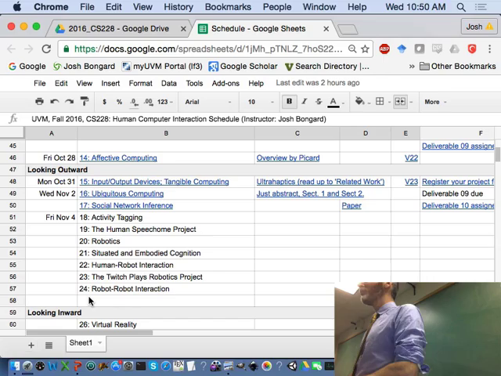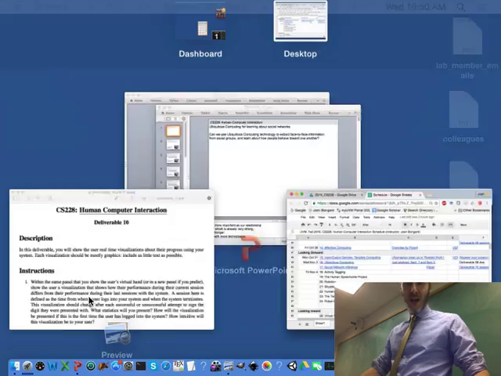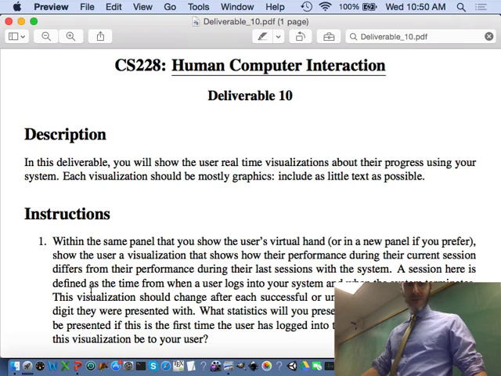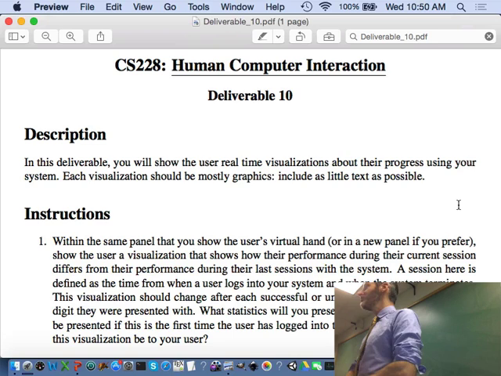So let's talk a little bit about deliverable 10. The structure of deliverable 10 is very much like the structure of deliverable 9. In deliverable 9, you are adding in 3 scaffolds. In deliverable 10, you're going to be adding in 3 real-time visualizations. We spent a lot of time in this course talking about information design, visual display of information. Here's your chance to flex your creative muscles, so to speak.